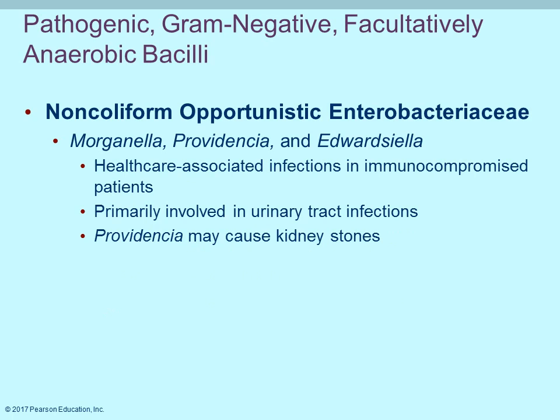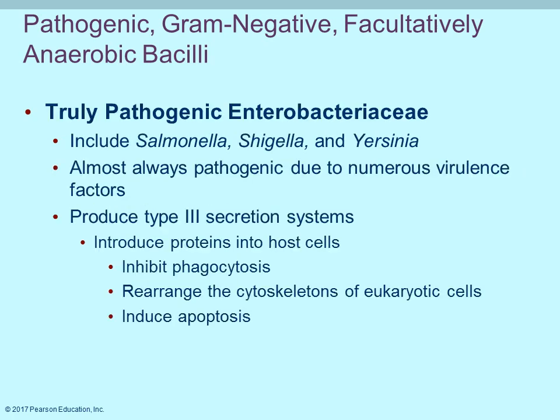Morganella, Providencia, and Edwardsiella also are all associated mostly with urinary tract infections, and higher risk, once again, are going to be those patients that are immunocompromised. So you're going to see that a lot of these are truly opportunistic. Healthy individual, they're not going to cause any problems.